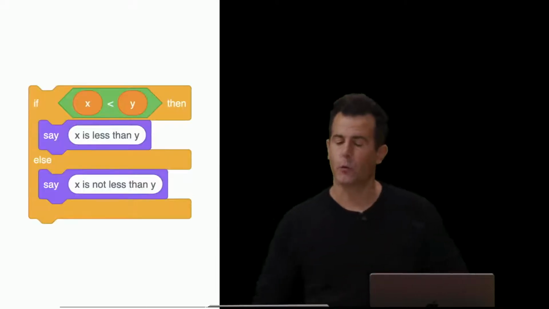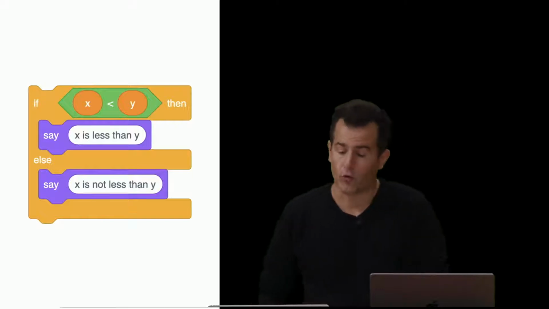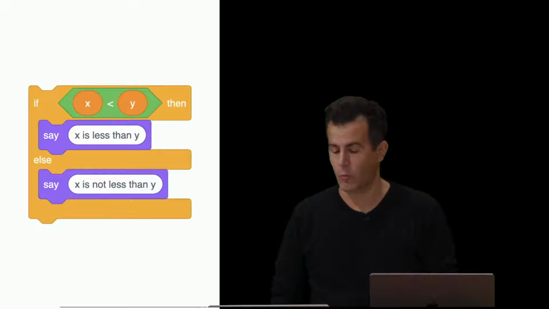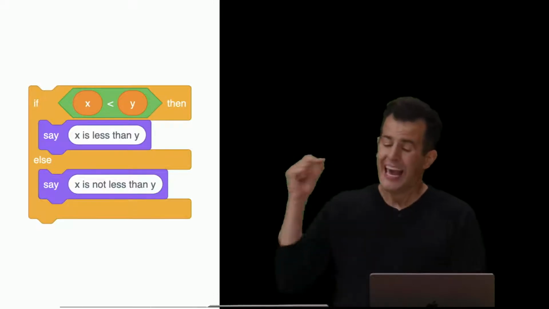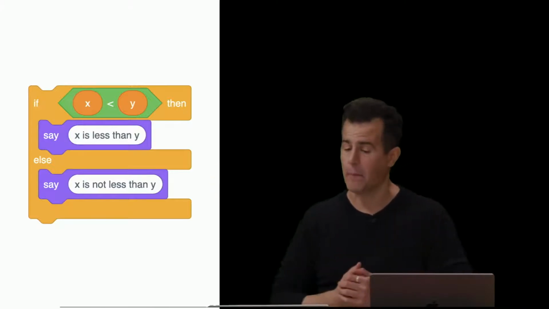How about in Scratch if you wanted to express this? Two ways in the road that you might go, left or right, so to speak. Well, if x is less than y, I want to say x is less than y. Else, I want to say the opposite: x is not less than y in this case. So I'm making a decision based on that Boolean expression.